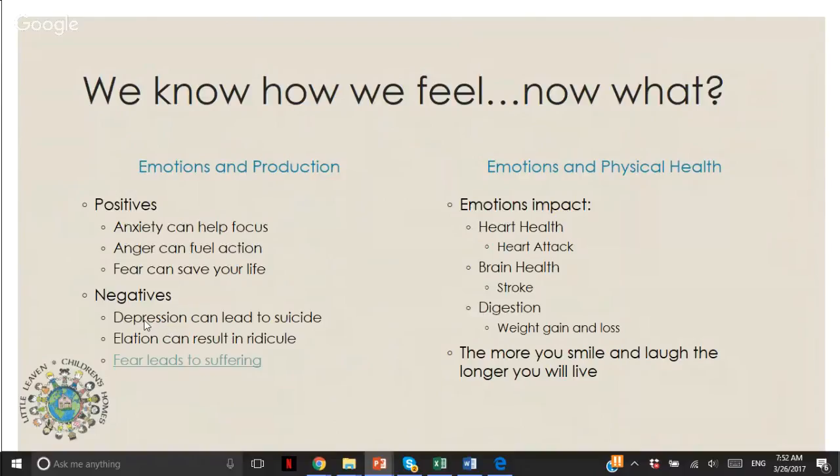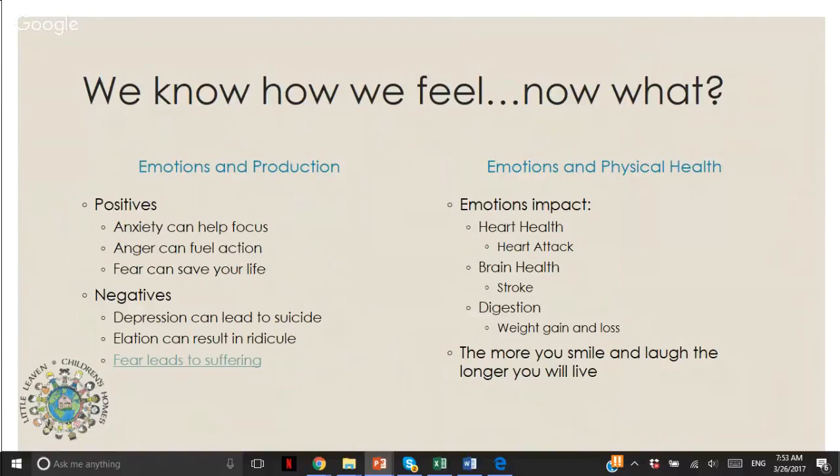But they can also be negative, because depression can lead to suicide. So we may want to be anxious about something, or we may want to be afraid of something, but we don't want to be terrified to the point where we can't do anything, and then it causes us death. Right? So there's a balance between the different emotions. It's okay to be sad, but it's not okay to be depressed, because it can lead to suicide.